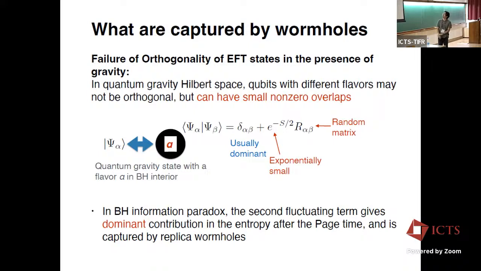We could say more about what is really captured by the Euclidean wormholes. Let's consider a black hole in a quantum state, and suppose we have a particle with flavor alpha inside the black hole interior. Then the EFT says that if alpha and beta are different, they should be orthogonal, so the overlap should be given by the Kronecker delta. That's the consequence of EFT. But in quantum gravity, this is no longer true, and you have a subleading correction, which is exponentially suppressed, while it is a finite fluctuating random matrix element.